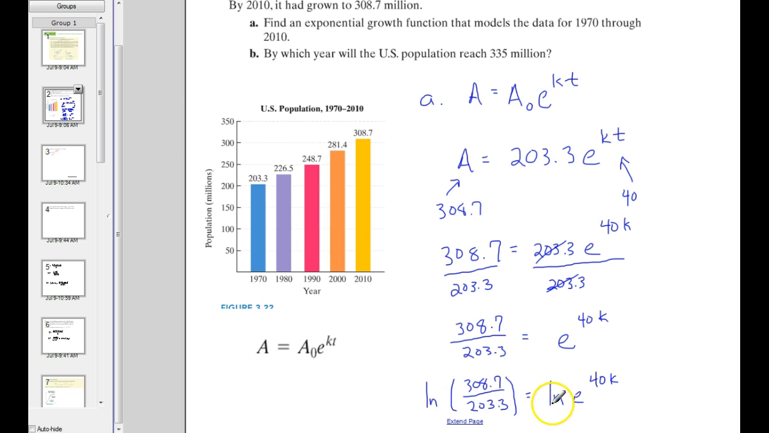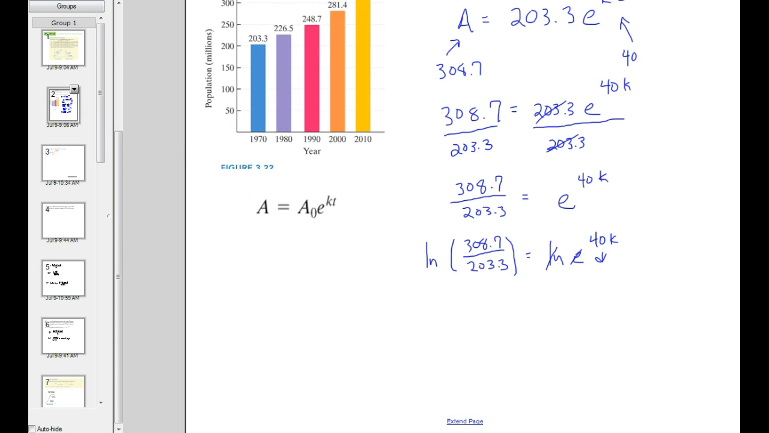Alright, and now remember what happens when natural log and e get together. They wipe each other out, and you're left with just the exponent. Alright, and then if you look here, the last thing we're going to do is divide by 40. Okay, this is very similar to the work that you've done before when you're solving for an exponent.